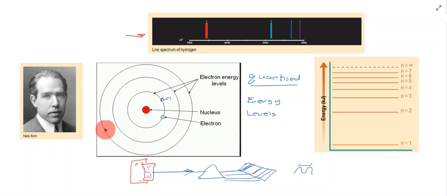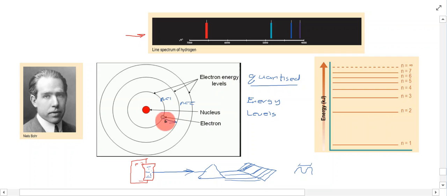Now, how does the electron move, if it's in this first energy level, how does it move up here to the second, n is equal to 2 energy level? Well, what has to happen is it has to receive energy, or it has to be excited. So in the discharge tube, for example, the energy is supplied by the current that's passing through. So this energy will be picked up by the atoms of hydrogen within the discharge tube. It'll excite the electron, and the electron will jump up to the next energy level.